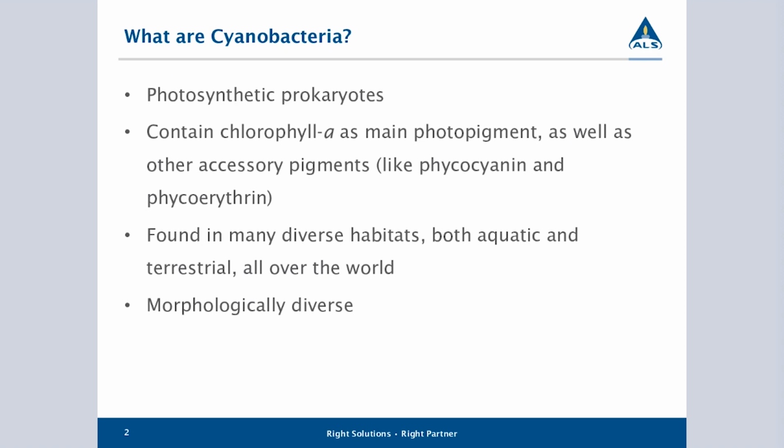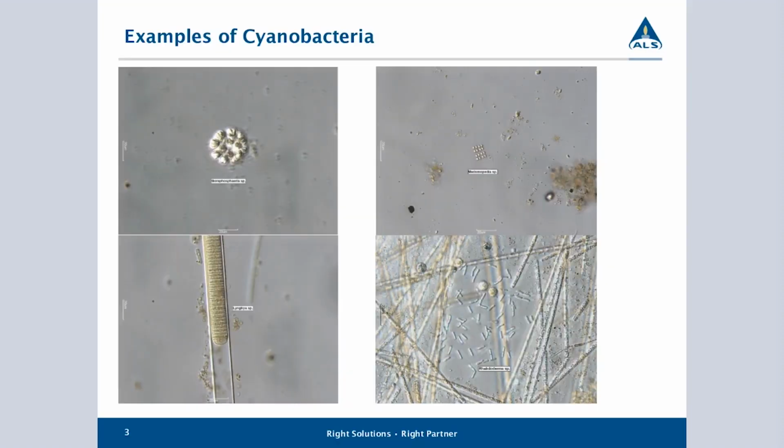Cyanobacteria are found in many diverse habitats. They have been found in extremely cold places like lakes in Antarctica, and really hot places like hot springs and even some soils in hot deserts. They can also be found in fresh, brackish, and marine waters. Cyanobacteria are also very morphologically diverse. They can be unicellular, filamentous, or colonial.